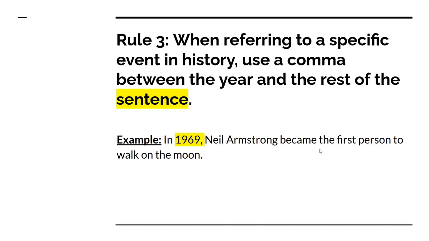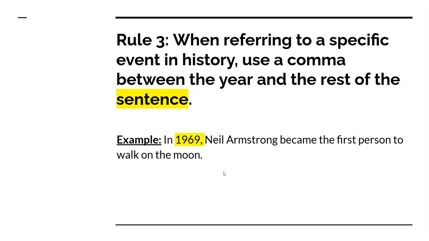Rule number 3 tells us that if we are referring to a specific event in history, so if we're talking about some type of historical event, then we need to use a comma between the year and the rest of the sentence. So for example, in 1969, Neil Armstrong became the first person to walk on the moon. Obviously, pretty big historical event, first person to walk on the moon. And so since we are citing the date, specifically the year that happened, 1969, rule number 3 says we have to separate that year from the rest of the sentence with the comma, like we see right here.